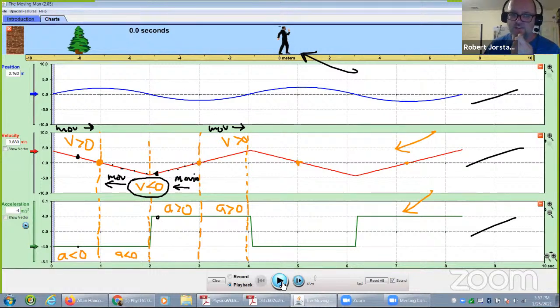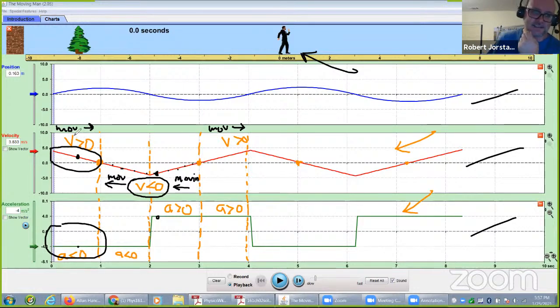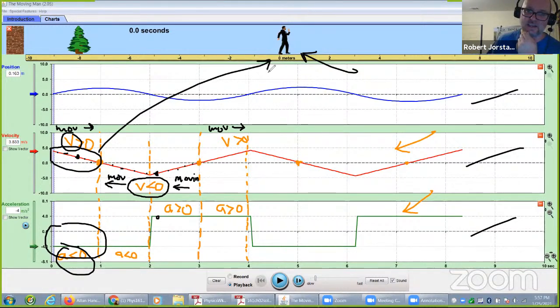So watch this right now. We're going to look at the first few seconds of motion. So we're just going to look at this time right here, and this time right here. The idea is velocity is positive, acceleration is negative. As a result, the velocity is getting smaller. It should be slowing down. So that's what the guy should be doing up here. We should see the guy up there slowing down.